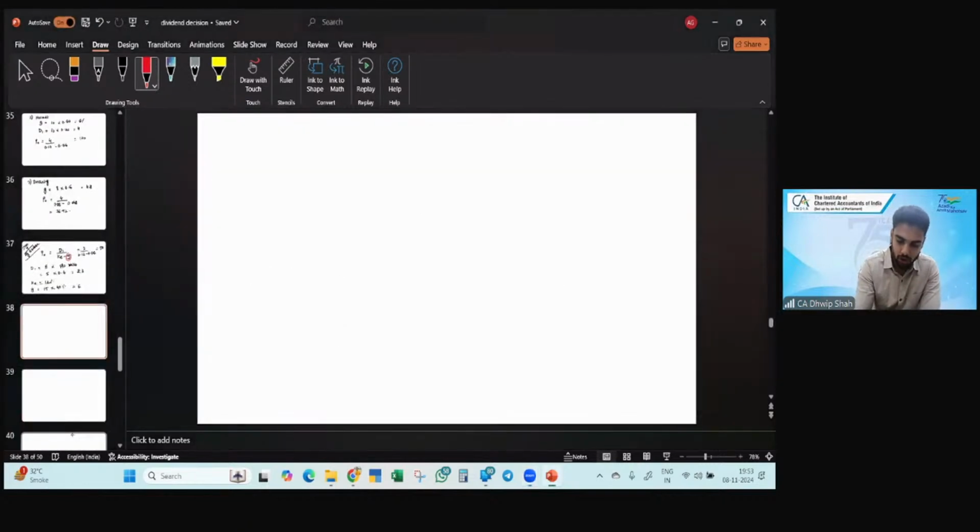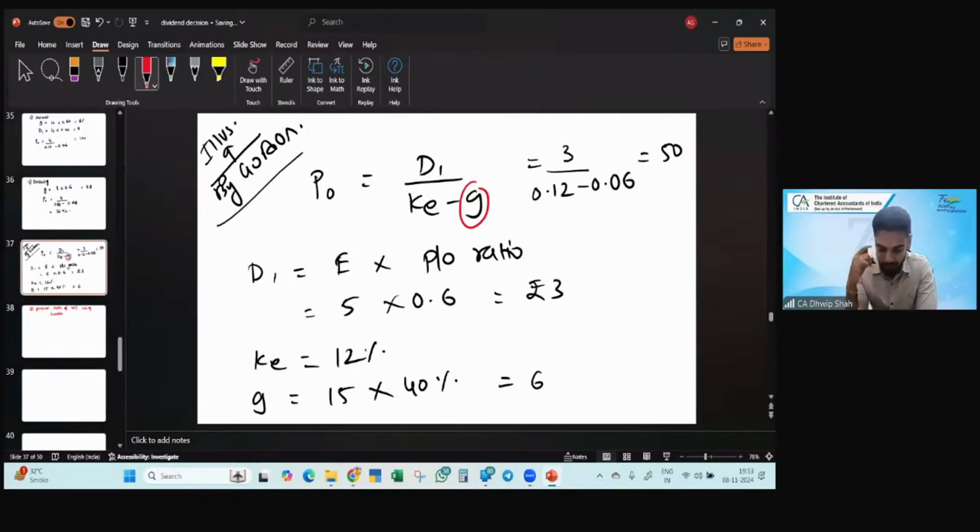Now, if you want to solve at payout ratio of 10% using Gordon, you can try and solve that. The same illustration, you can take payout ratio as 10% and solve that. Market price would be higher.